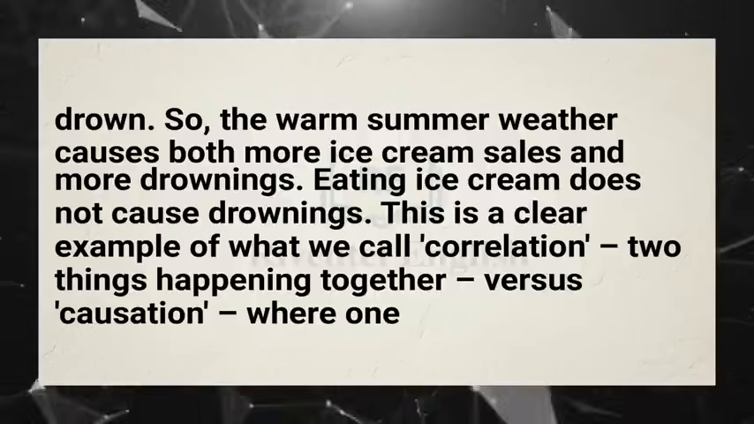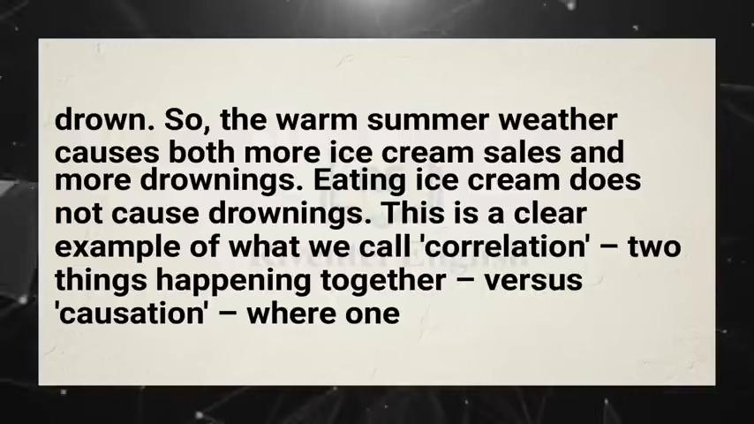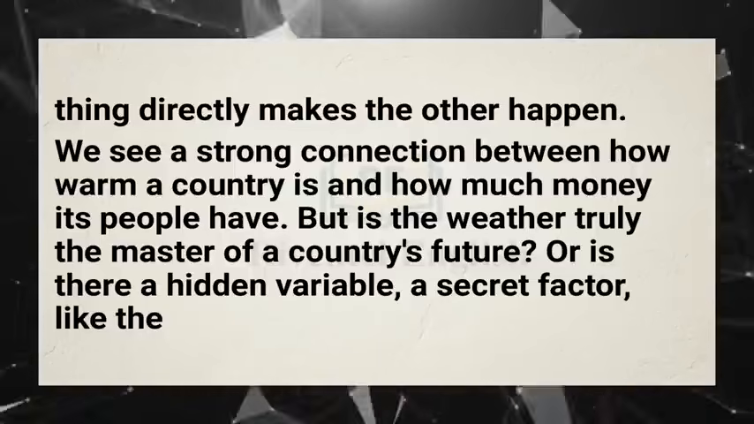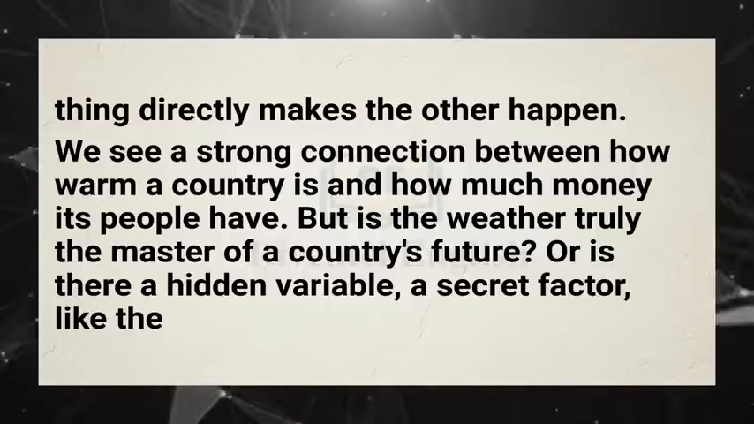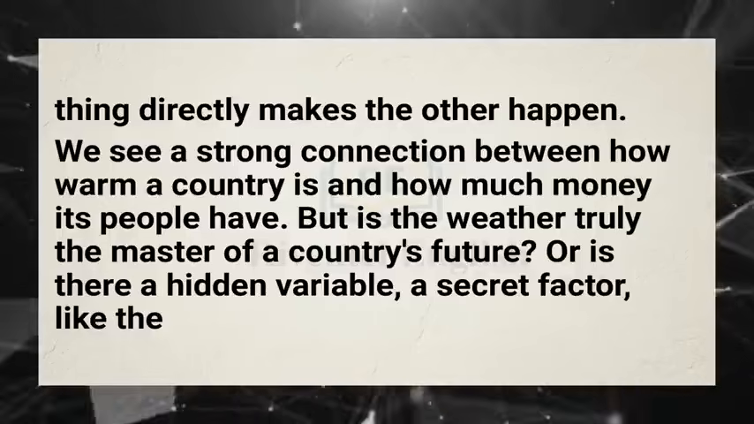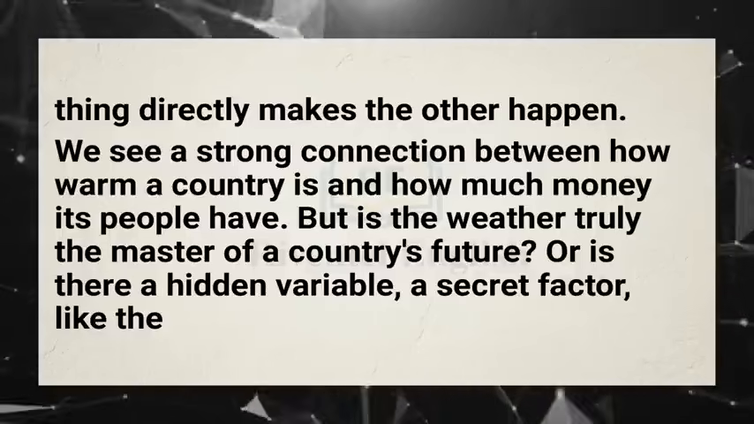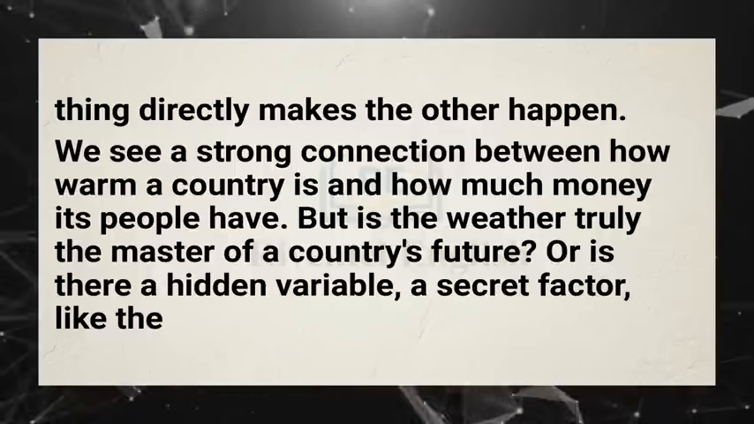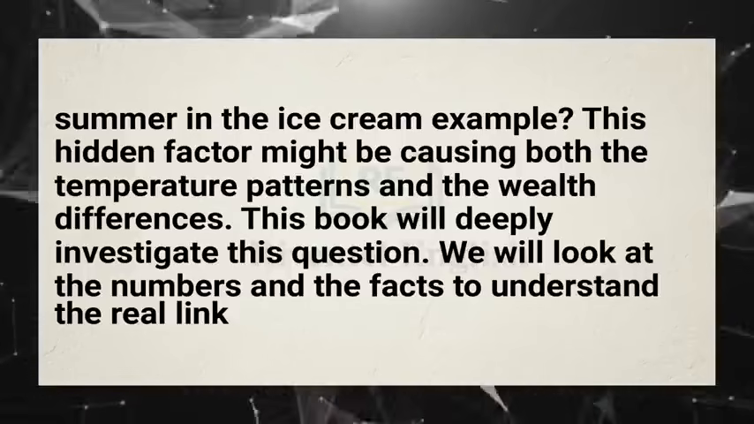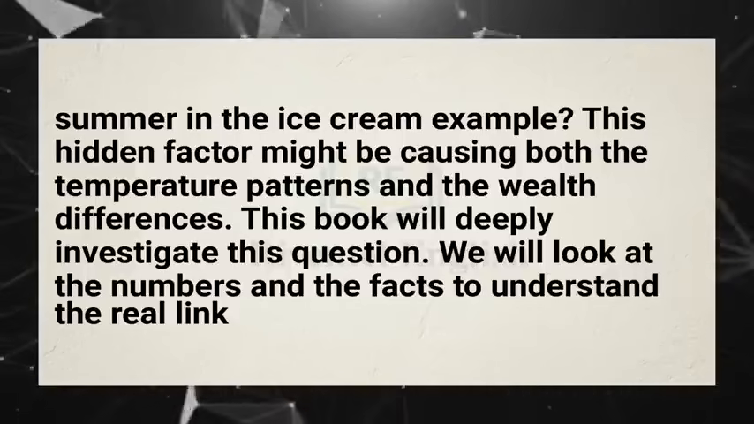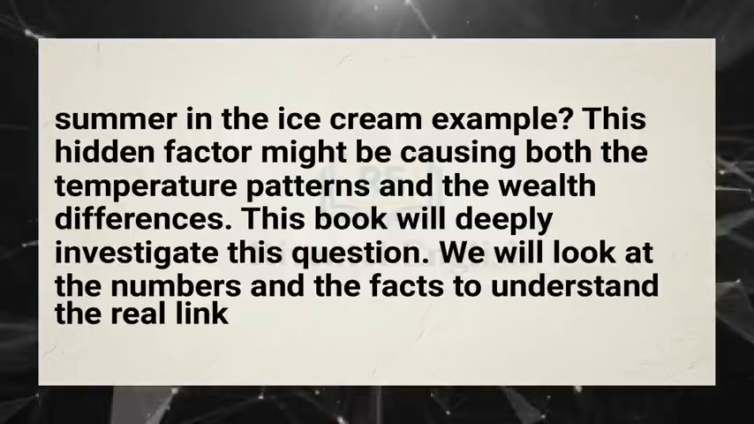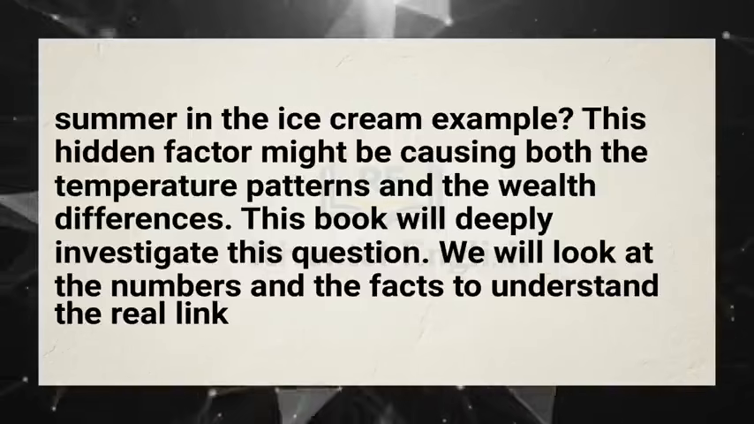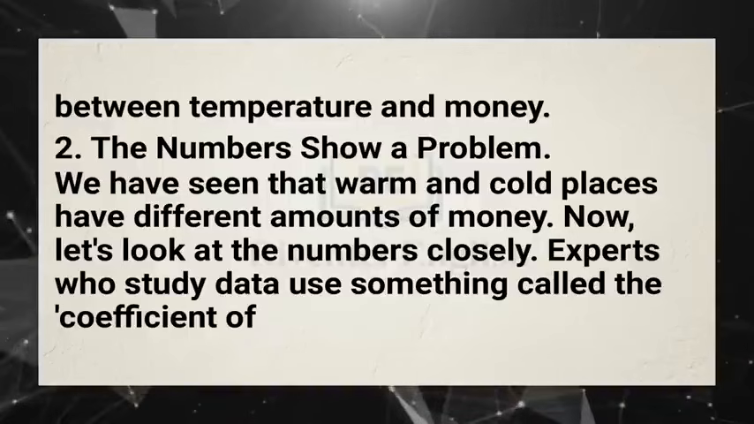This is a clear example of what we call correlation, two things happening together, versus causation, where one thing directly makes the other happen. We see a strong connection between how warm a country is and how much money its people have. But is the weather truly the master of a country's future? Or is there a hidden variable, a secret factor, like the summer in the ice cream example? This hidden factor might be causing both the temperature patterns and the wealth differences. This book will deeply investigate this question. We will look at the numbers and the facts to understand the real link between temperature and money.